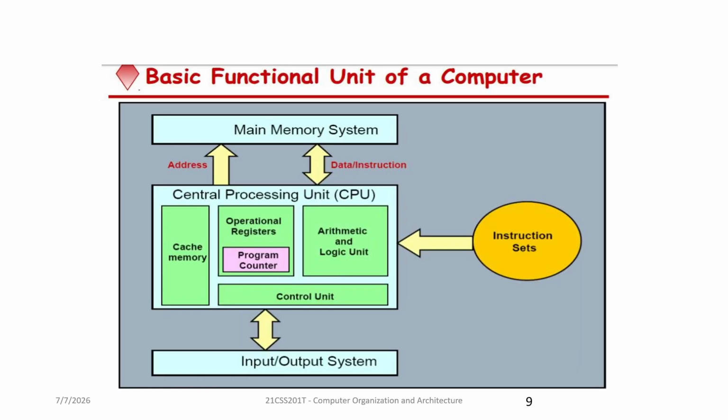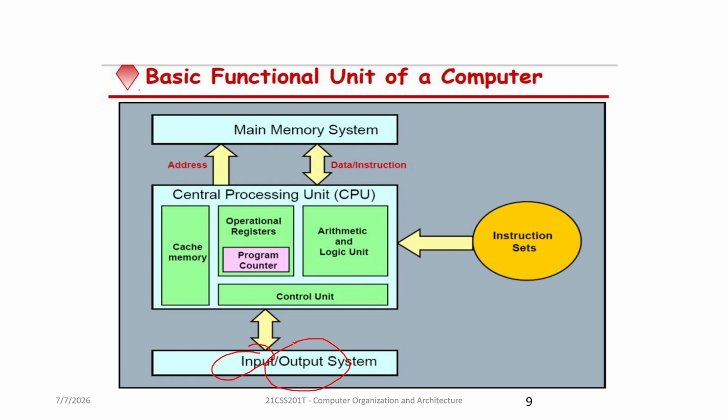This is the basic functional unit of a computer diagram. In this diagram, as we already told, there are 5 units. One is the input unit. Then we have the output unit, for which we are using the IO system.